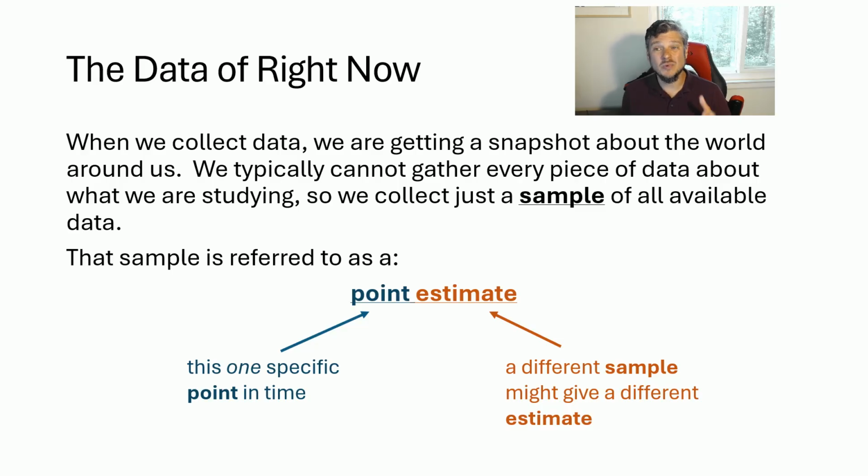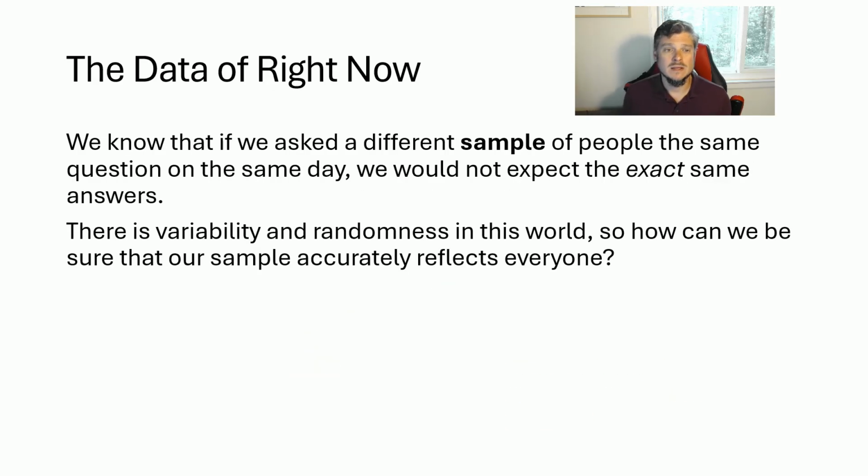If I asked another 1,003 people, I wouldn't expect exactly 683 of them to tell me that they support same-sex marriage. I would expect probably a different value because, again, just the randomness of collecting data and asking people. So if I know that if I asked a different sample of people the same question on the same day and I wouldn't expect the same results, how can I actually use statistics? There's this variability, there's this randomness. So how can I be sure that my sample is going to accurately reflect everyone?